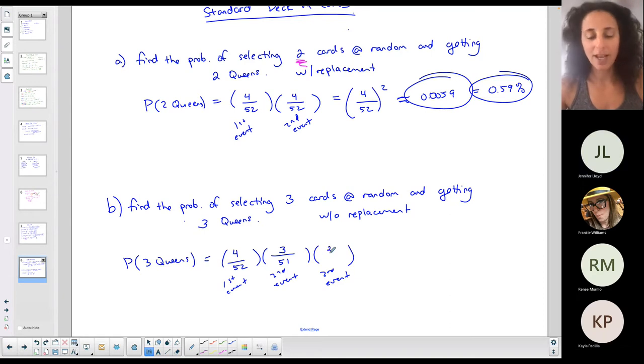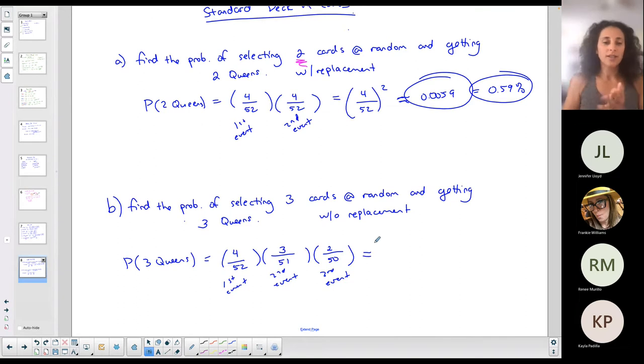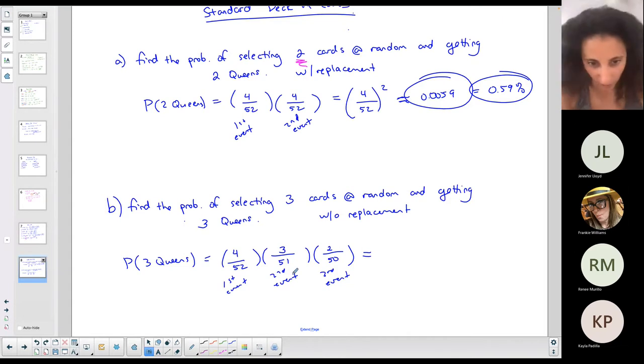Two. And how many total cards? 50. Yeah. So you can see this is going to be an interesting calculation. Most of the time, you see how this can grow so fast. 52 times 51 times 50, we're multiplying. That's going to be a large number.